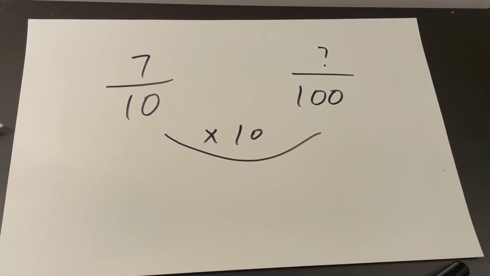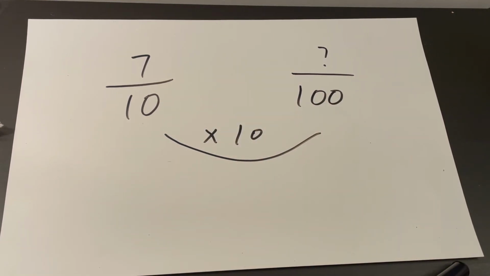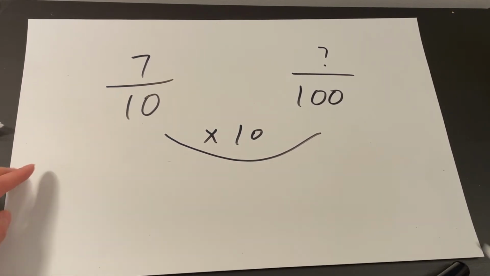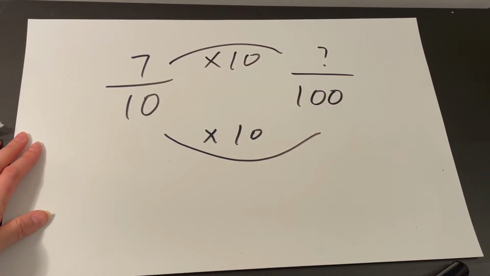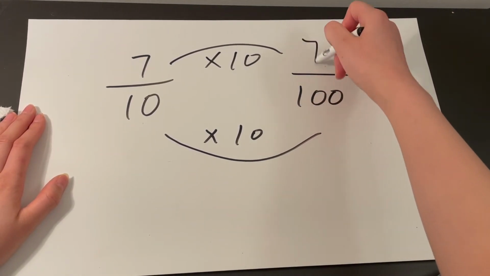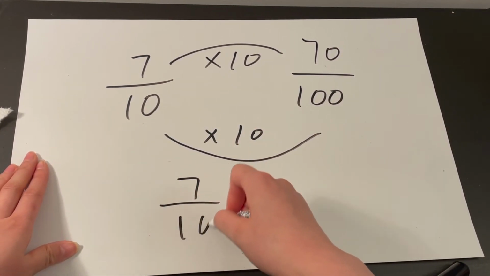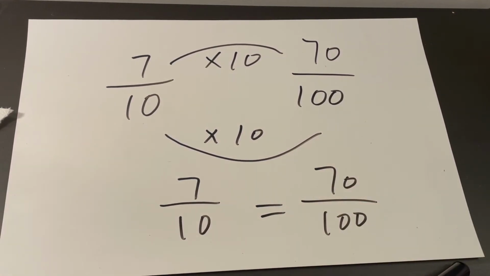Now let's take a look at our numerator, 7. In order to keep our value the same, the numerator and denominator need to be multiplied by the same number. So our denominator times 10, so our numerator needs to times 10 too. So 7 times 10, 70. Great job. So we have 70 here. So we can get a conclusion, which is 7/10 equals 70 over 100.